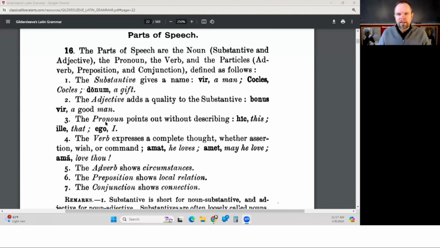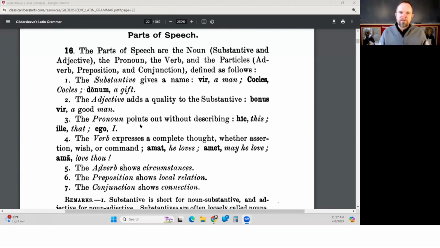Pronoun means in place of a noun. It's a word that stands in place of a noun. The pronoun points something out without describing it. The way that a pronoun is used, for those of you who are just getting started, is in speech, we often give the name of a thing, but we may continue talking about that thing, and we want to refer to it, but we don't want to keep giving the name again and again and again, especially if the name is a more complicated word. We don't want to keep stating the name over and over again when the person we're talking to or writing to already knows what we're talking about.